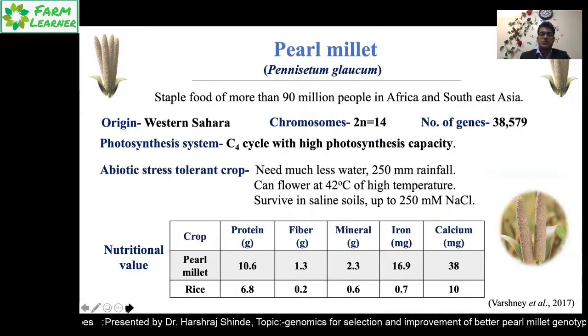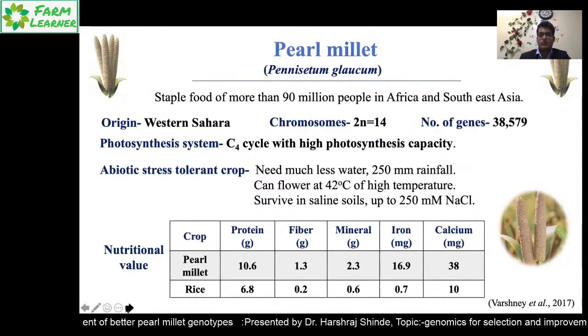Then I will speak about the crop which we studied here, which is pearl millet. The botanical name is Pennisetum glaucum. In Marathi, we call it bajri, and in Hindi, we call it bajra. It is a staple food crop for more than 90 million people in Africa and Southeast Asia. In India, a lot of farmers are dependent on pearl millet for their food and survival, especially in Rajasthan, some dry areas of Gujarat, even in Maharashtra. So it's an important crop.